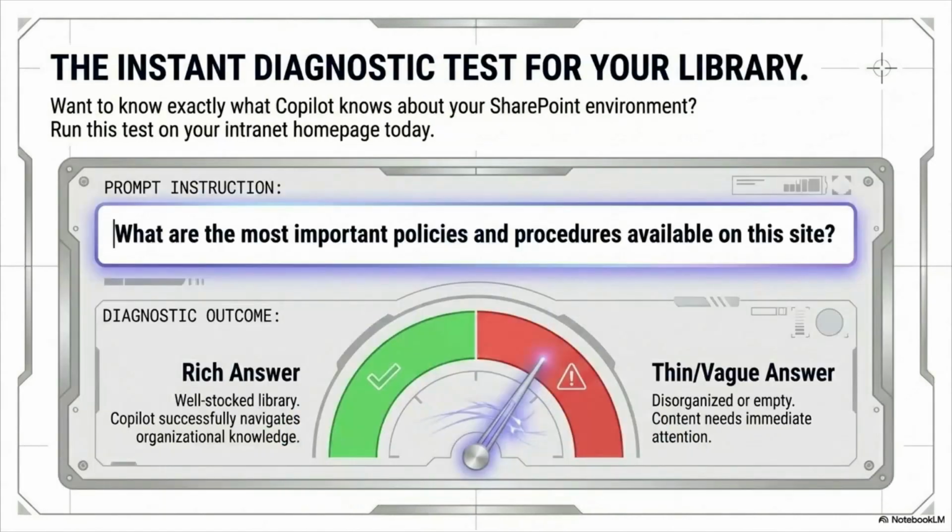The instant diagnostic test for your library. Want to know exactly what Copilot knows about your SharePoint environment? Run this test on your intranet homepage today. Open the Copilot panel and type, "What are the most important policies and procedures available on this site?" Read the diagnostic outcome. A rich answer means a well-stocked library. Copilot successfully navigates organizational knowledge. A thin or vague answer means your content needs immediate attention before deploying Copilot at scale. This is the fastest way to audit your intranet in 30 seconds.